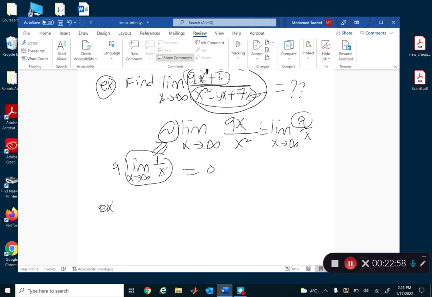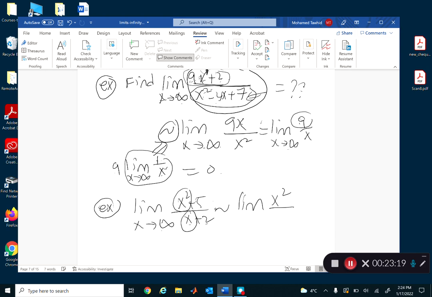All right, I give you another example here. Limit as x close to plus infinity of x squared plus 5 over x plus 2. Now, what is my leading term up here, guys? My leading term is x squared. What is the leading term down here? The highest power, x. So if I simplify this before I take the limit, you get x squared over x, which is x. What is x close to infinity? You get infinity.